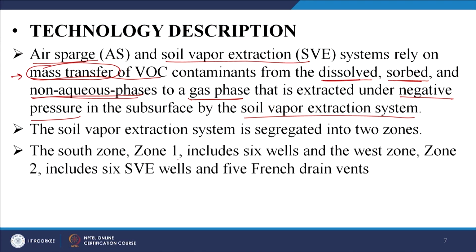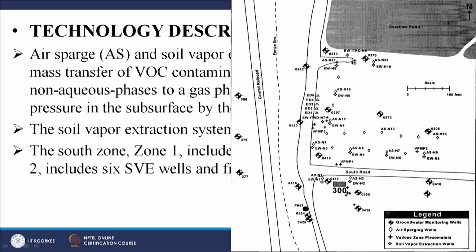They are looking at two particular zones, the south zone and also the west zone, and they are looking at 6 wells, 6 SV wells, and 5 French drain vents. So let us move on and look at these relevant aspects. You have groundwater monitoring wells. Obviously they have a lot of groundwater monitoring wells, so that is what you see out here, and air sparging wells.